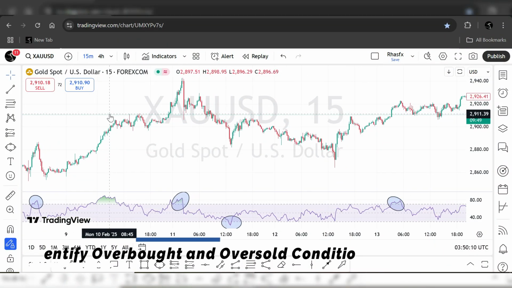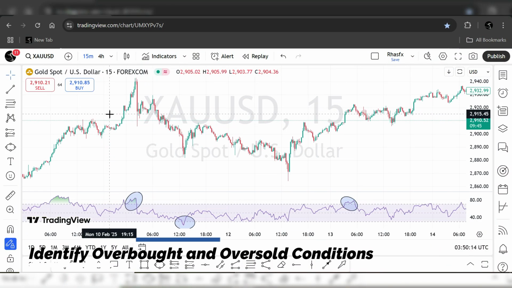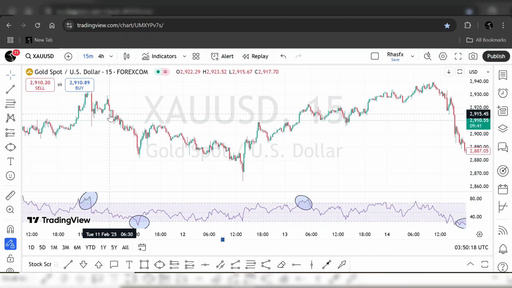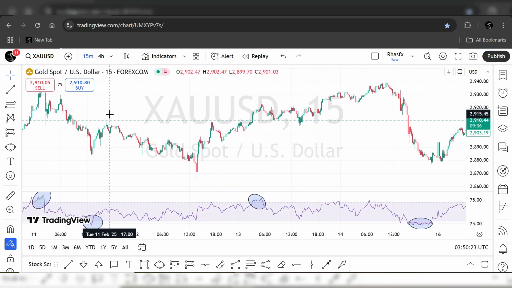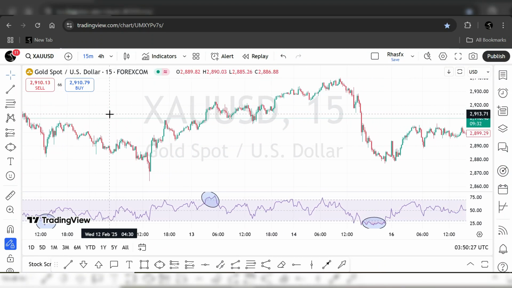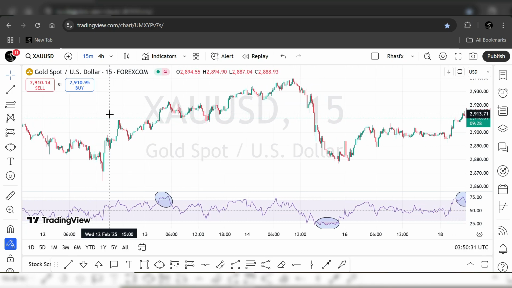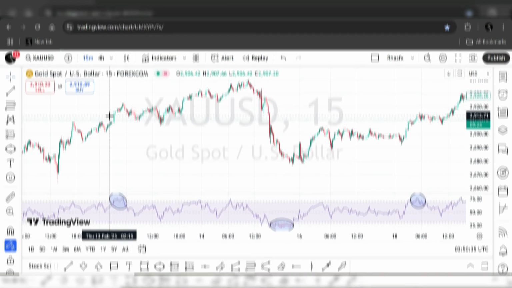Identify overbought and oversold conditions. When the RSI crosses above 70, it could indicate that the asset is overbought and due for a pullback. When the RSI crosses below 30, it might signal that the asset is oversold and ready for a rebound.